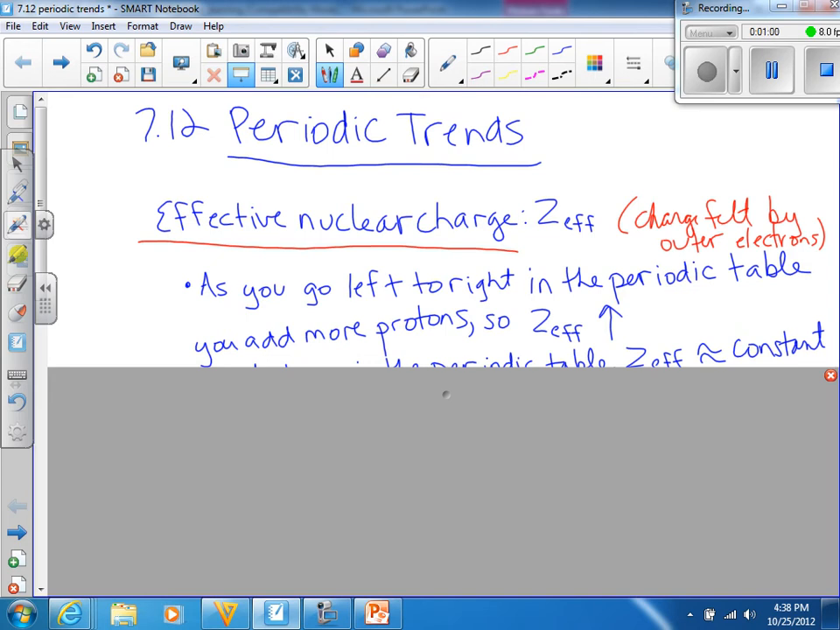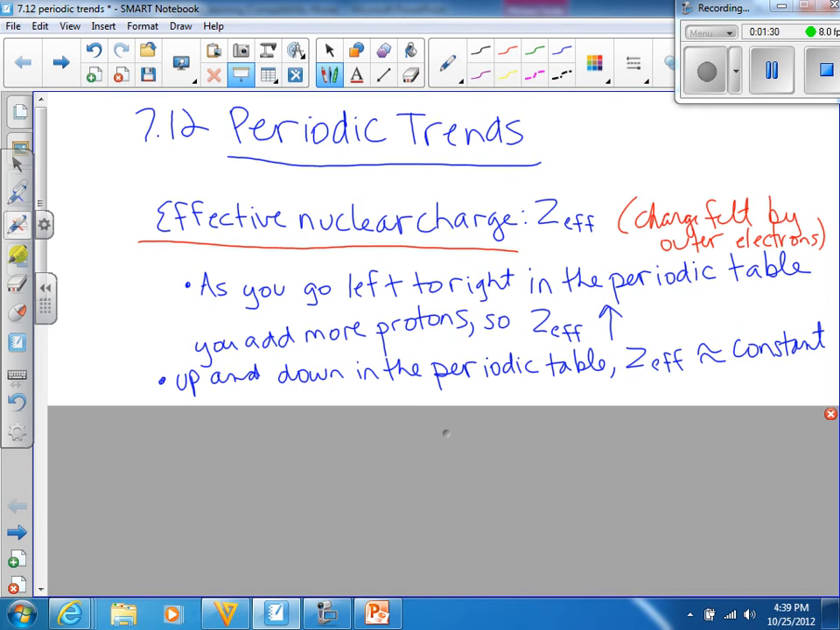So as you go left to right in the periodic table, you add more protons, and you're in the same shell number, left to right. So the number of outer electrons is increasing, the number of protons is increasing, and Z effective is increasing, because even though we're adding electrons, they are not shielding the outer electrons from the charge of the nucleus in the same way that the core electrons would.